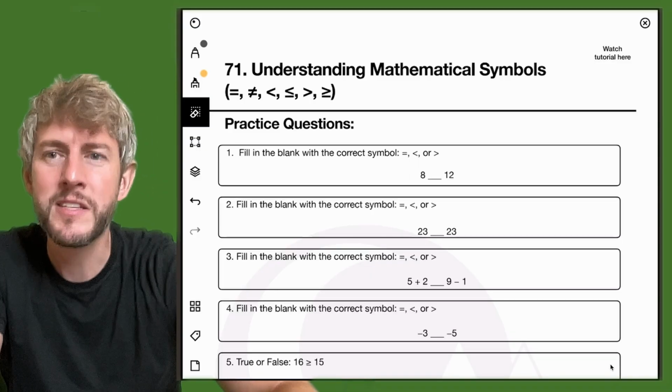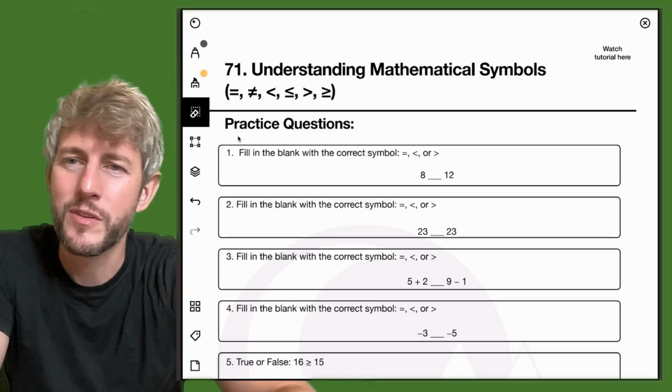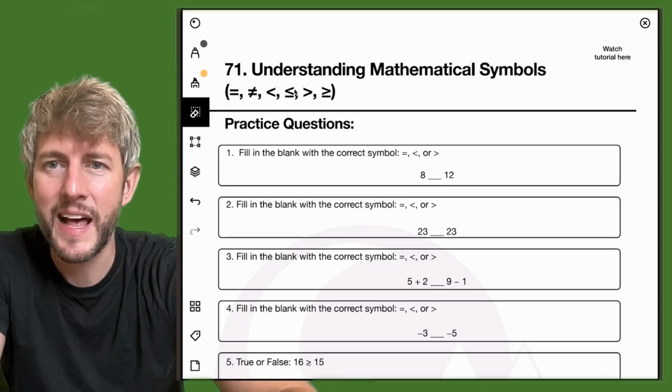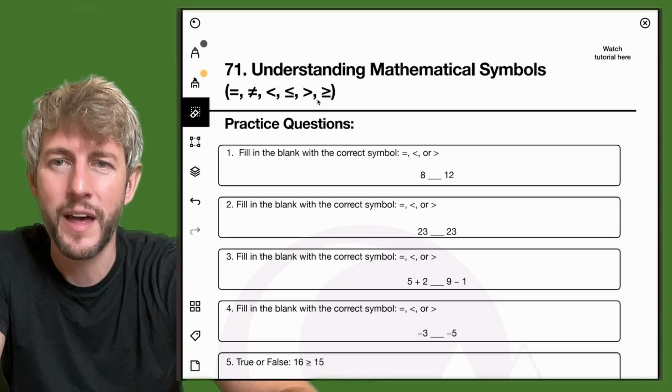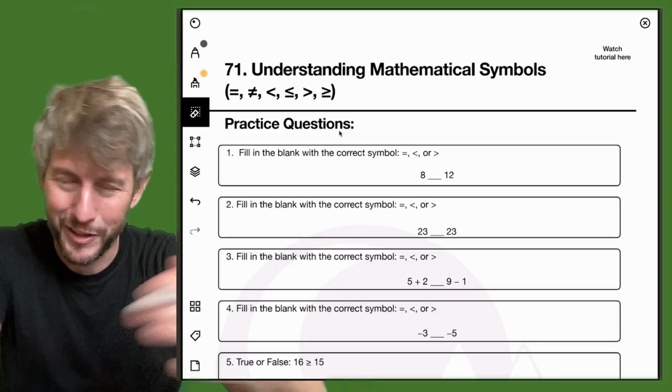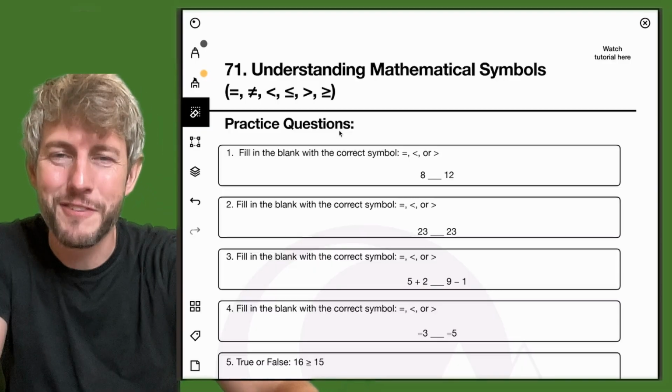Okay, and underneath that title, what you can see here is we've got some signs. We've got equals, not equals, less than or equal to, greater than or equal to, or they could be the other way around depending on how the numbers are positioned around them.